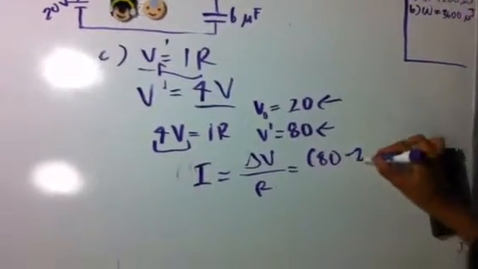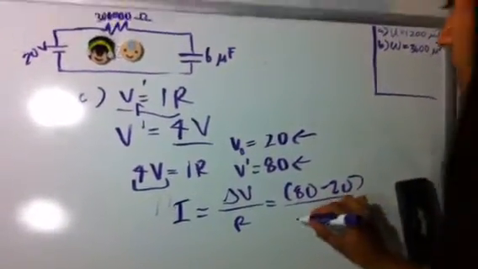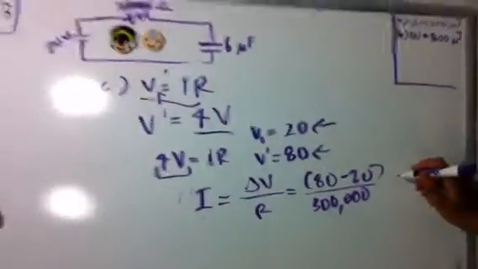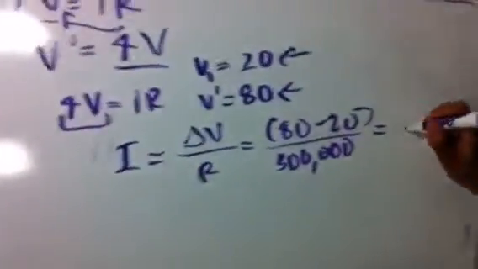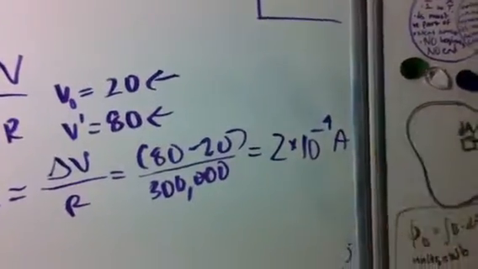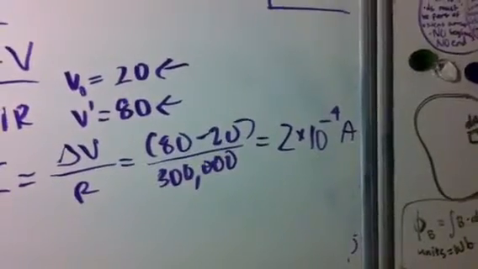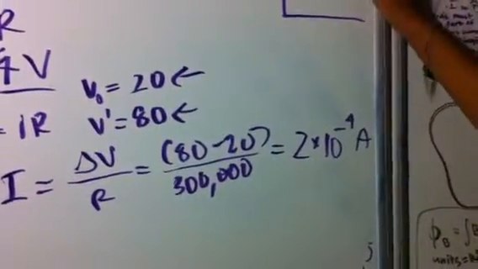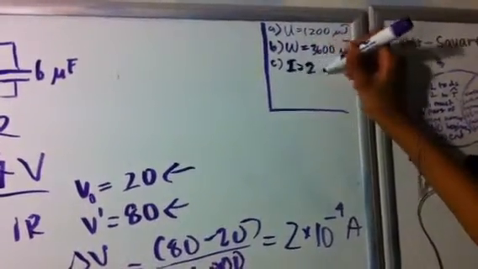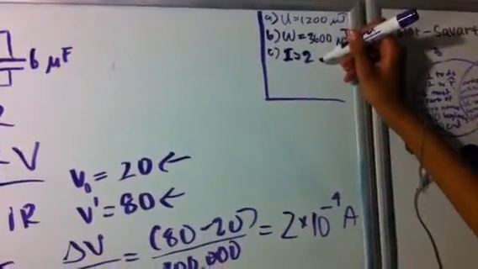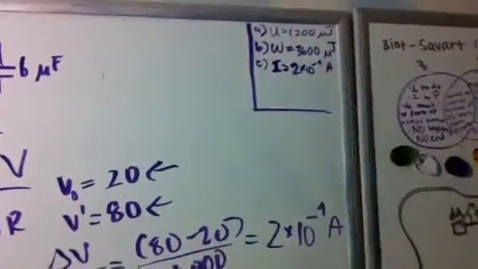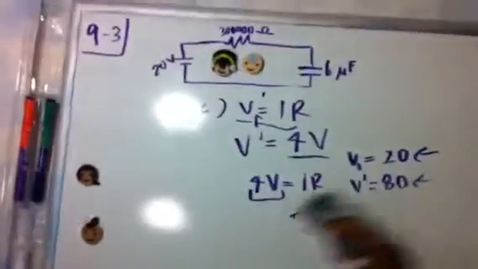So it's literally just 80 minus 20 over our resistance, which is a whopping 300,000 ohms. And just if we solve for that, we get 2 times 10 to the negative 4th amps. And that's the answer for part C. Pretty simple. You just gotta recognize that you have to find the delta V, find the voltage after the spacing is increased, because that's pretty important. Okay, we're done with that part.